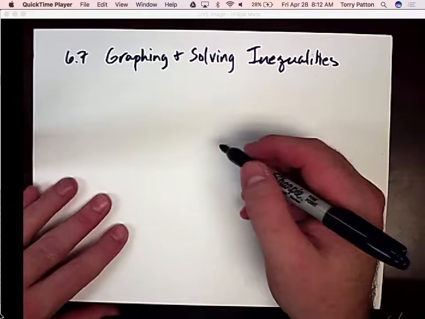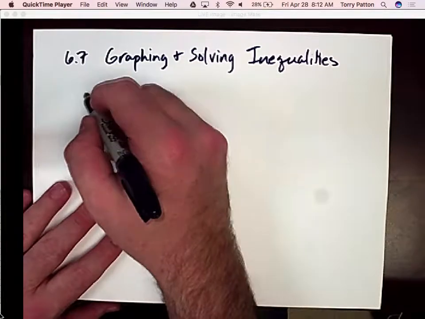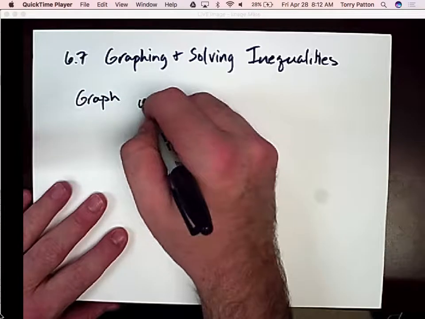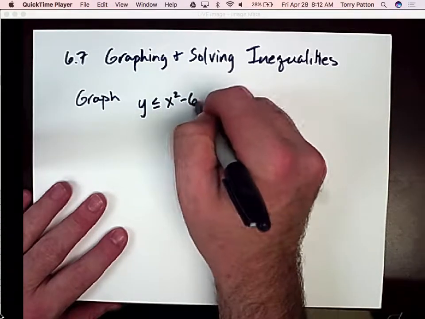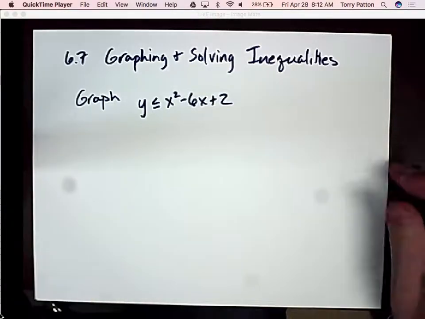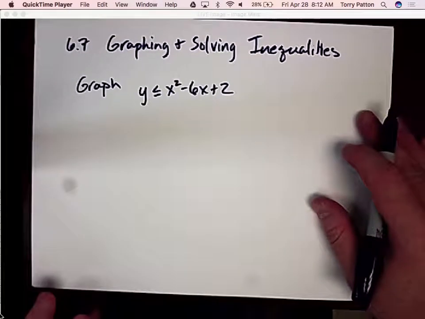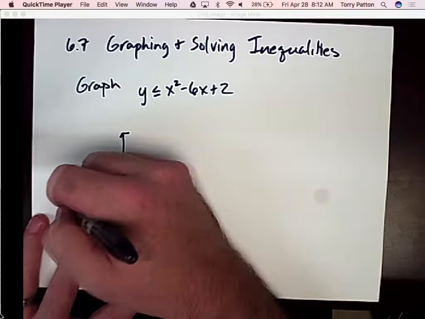Okay, so what if I ask you to, I'm just going to dive right in. If I ask you to graph y is less than or equal to x squared minus 6x plus 2. Okay, it's a parabola, correct? Mm-hmm.